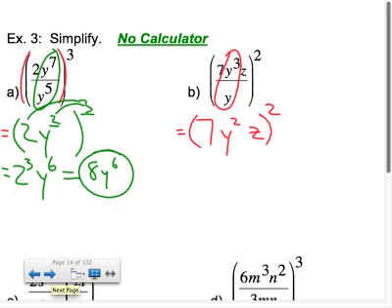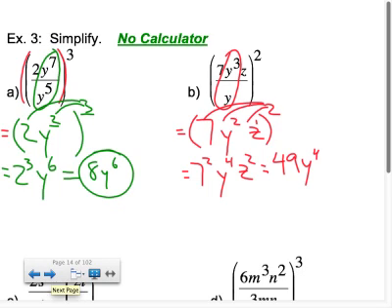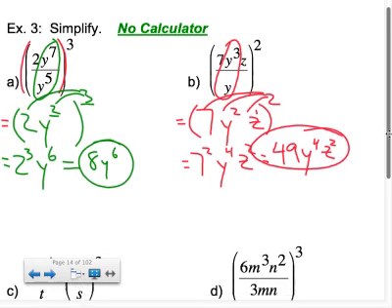Again, we're multiplying inside, so I can bring the 2 to every single guy. So I have 7 to the second, y to the 2 times 2, which is 4, and then z to the 1 times 2, which is just 2. And then the last step is we know what 7 squared is. 7 squared is 49, y to the fourth, z to the second. And that would be your final answer, the simplified version.